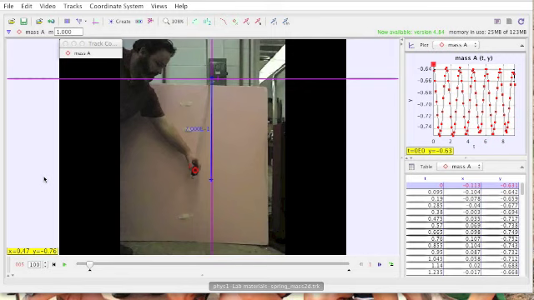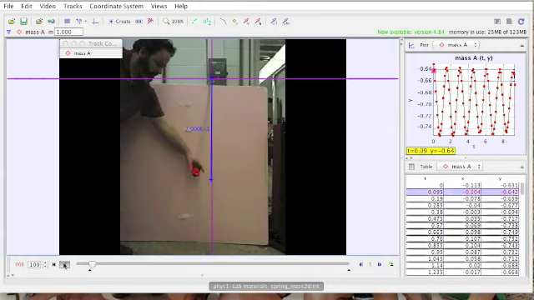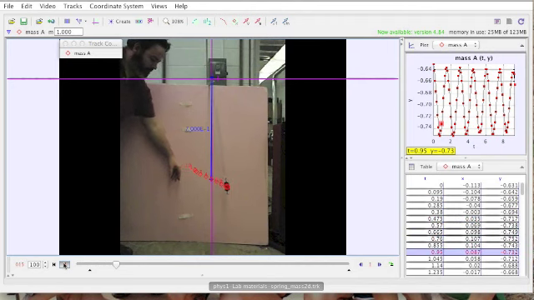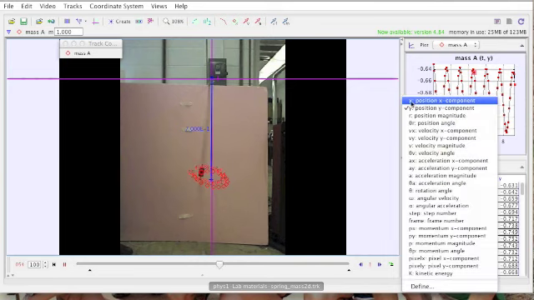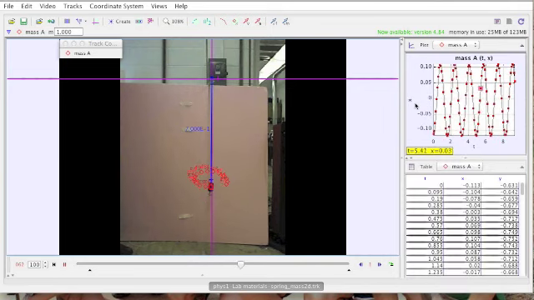Using Tracker, I was able to analyze the motion of the spring mass system once it was released. When I play it, you can see that the system moves around in an ellipse, moving in both the x and y directions, and we can see on the graph in the top right corner the motion when we plot the x versus time, and the y versus time.